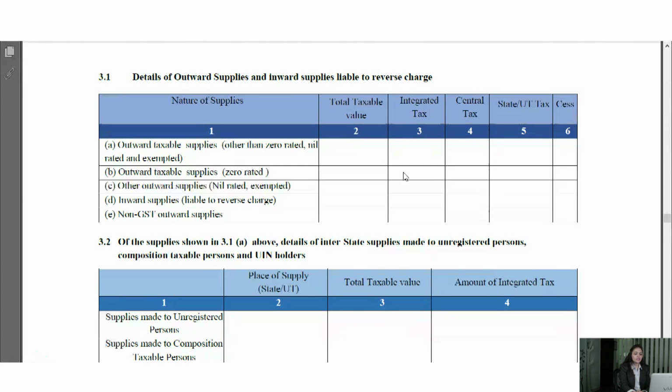In case of 0 rated supplies, there will not be any CGST or SGST liability as 0 rated supplies are treated as interstate supplies and hence only IGST shall be applicable.